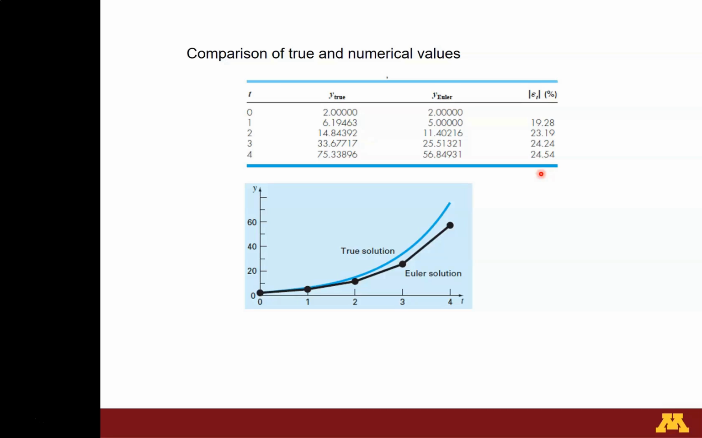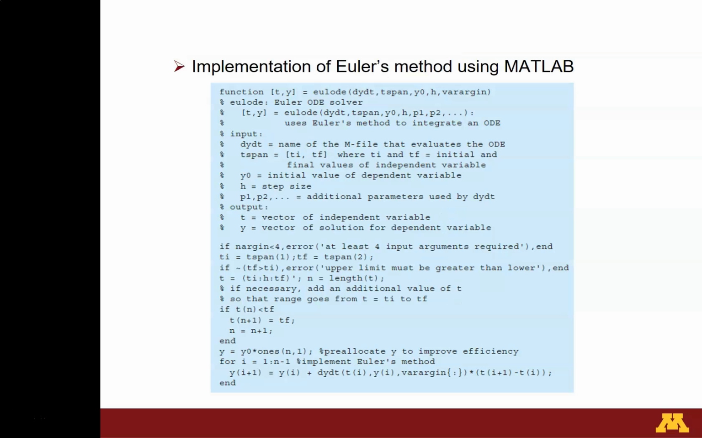We need to reduce the step size. This is the function of the Euler methods in the book. The first input argument is the derivative term. The second is the independent variable vector, including the initial and final value of the independent variable.